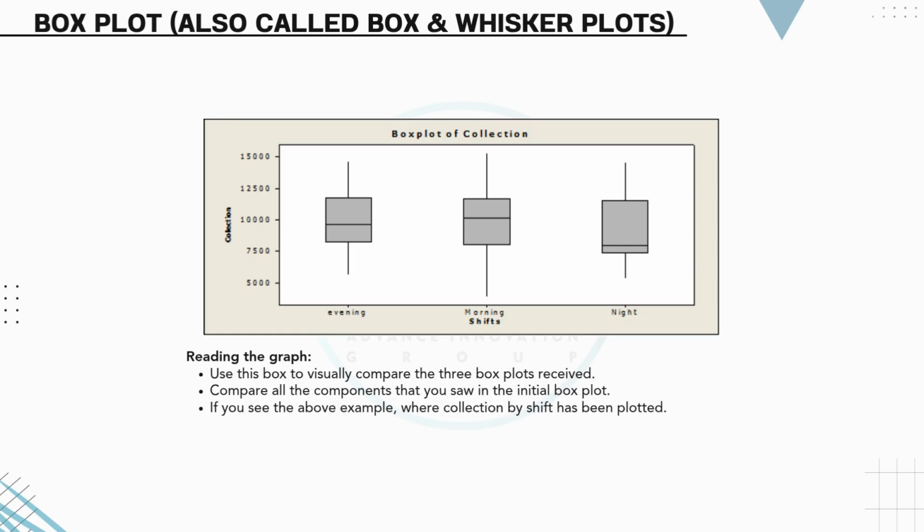This kind of visual comparison is very helpful for managers and analysts who want to evaluate performance consistency across teams or time slots, identify shifts with higher variability or lower collection volumes, and make data-driven decisions around resourcing or process adjustments. So remember, when reading grouped box plots, compare medians, IQRs, whisker lengths, and outliers across the categories.